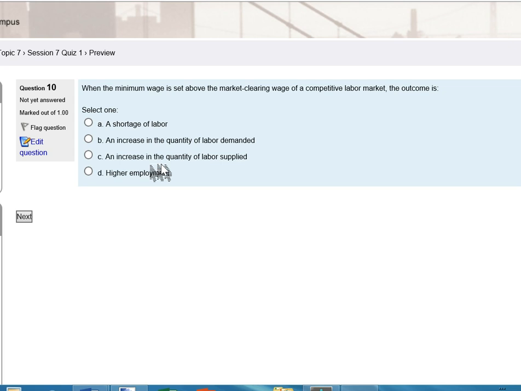Now, what I recommend that you do is go back to, I think it was question number 1, that had this labor supply, labor demand curve. Where they cross, that's the equilibrium wage. Draw a line above it, and that would be a minimum wage above equilibrium wage, and then you should be able to answer that based upon that information.